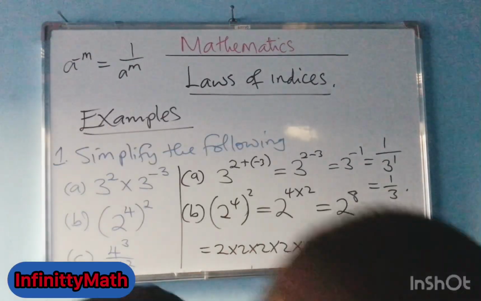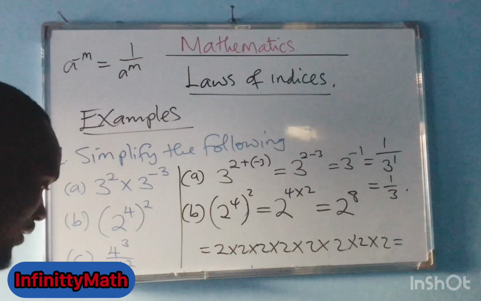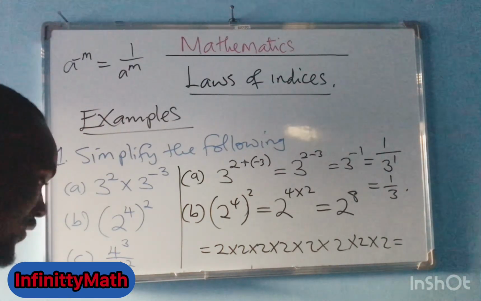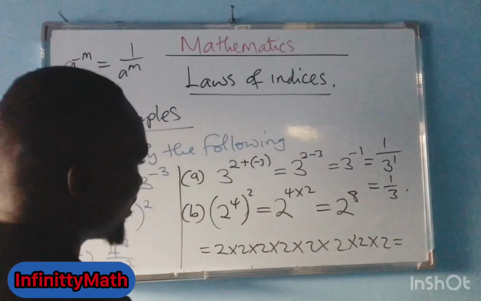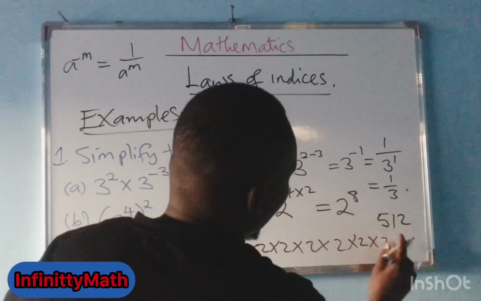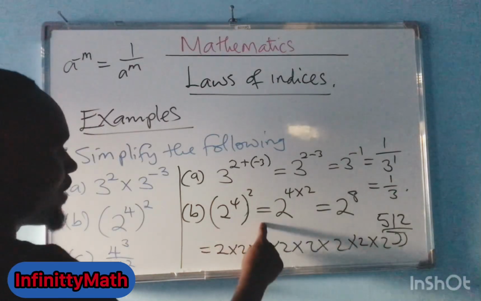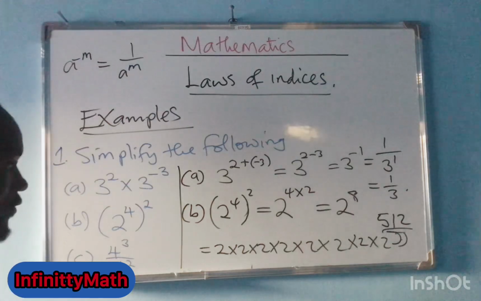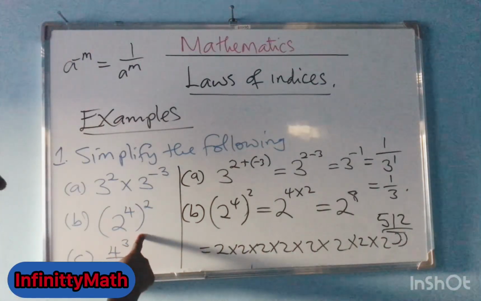Now, 128 times 2. We need to multiply 128 by 2, which will get 256. 256 multiplied by 2 will get 512. So the answer that we need to get here is 512. This is the answer we get when we simplify this part. So 2 raised to the exponent 8 will give us 512. It was easy for us to solve because we used the second law of indices.